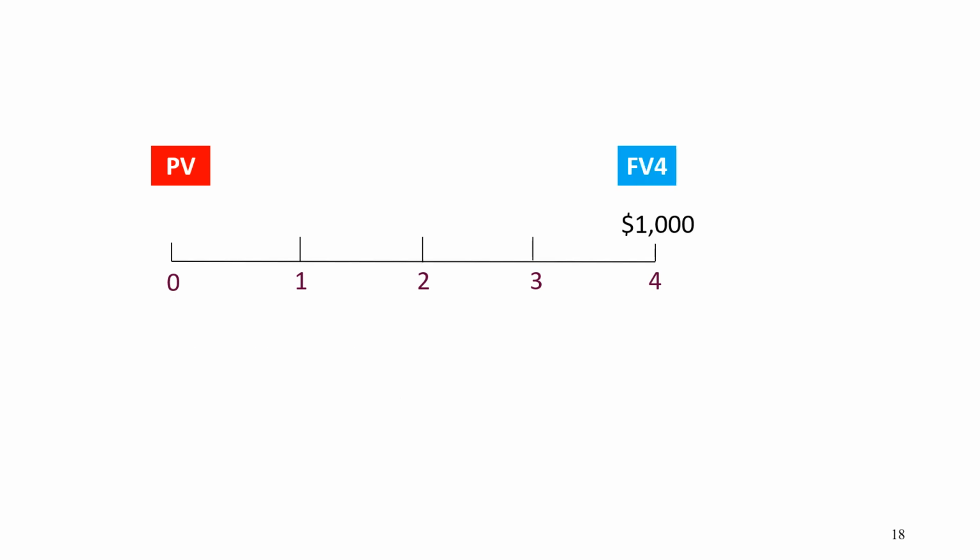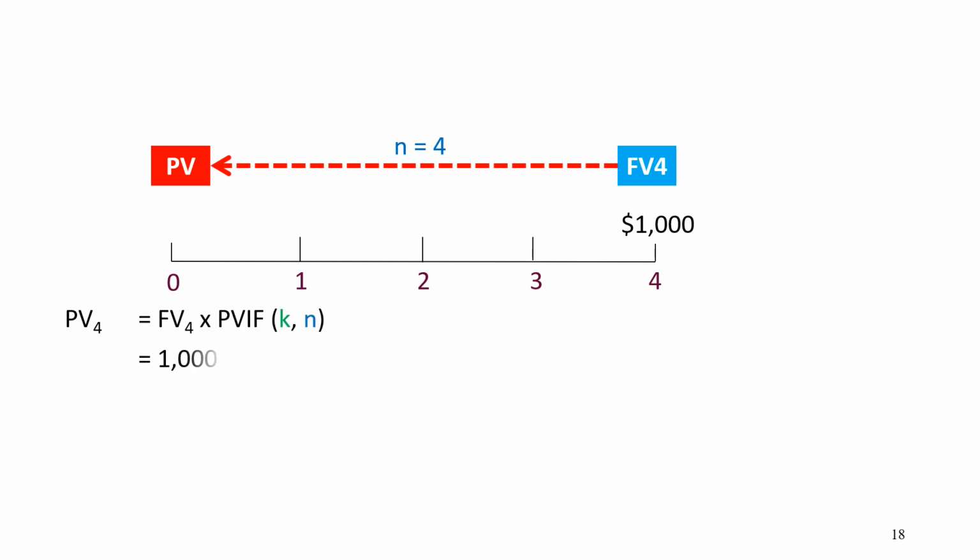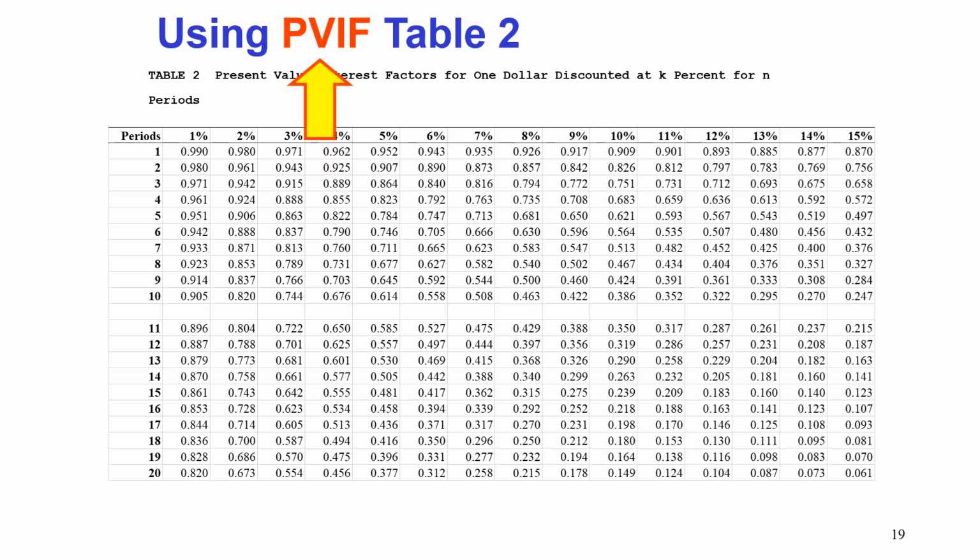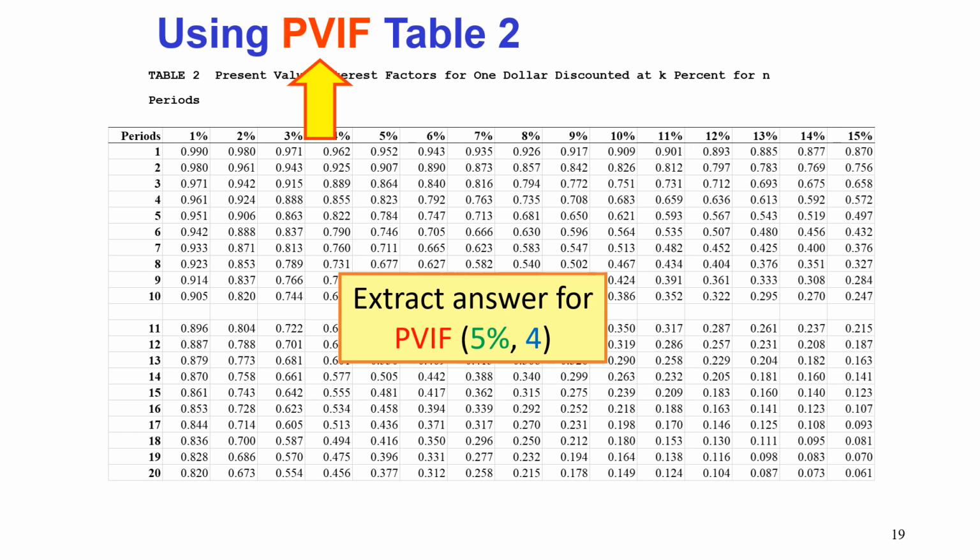Moving on to FV4. Find the present value for FV4. It has 4 discounting periods, so N is 4. So use the table formula, substitute the figures in, refer to PVIF table. Repeat again, PVIF table. Please make sure that you have the correct table. Next, we extract the answer.